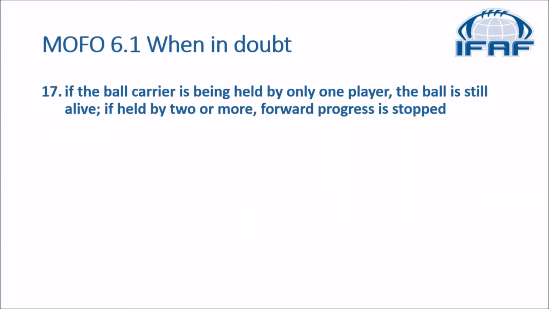And the when in doubt principles number 17 says, if the ball carrier is being held by only one player, the ball is still alive. If held by 2 or more, forward progress is stopped. Now, let's have a look at some game film.